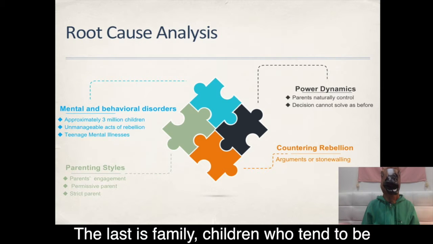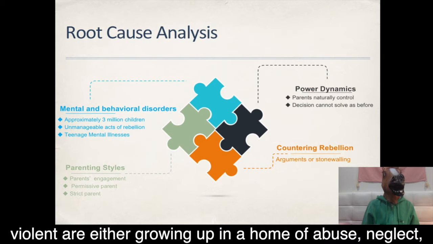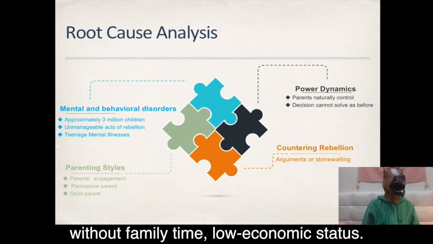The last one is family. Children who tend to be violent are either growing up in a home of abuse, neglect, without family time, or low economic status.